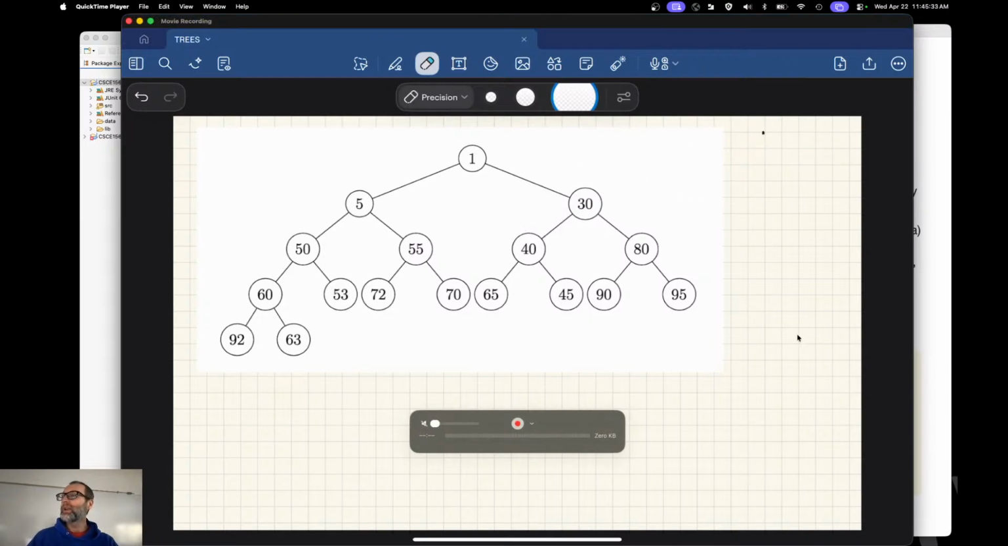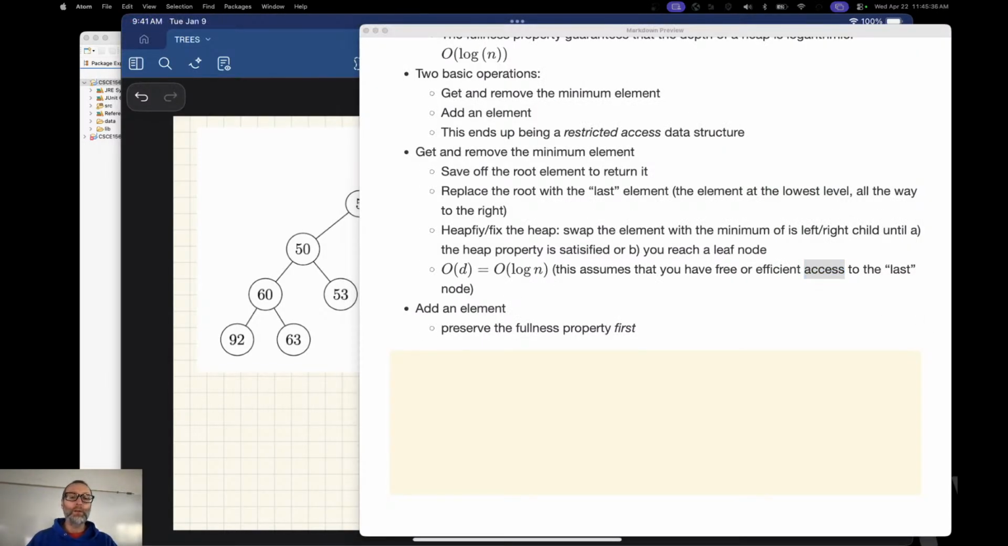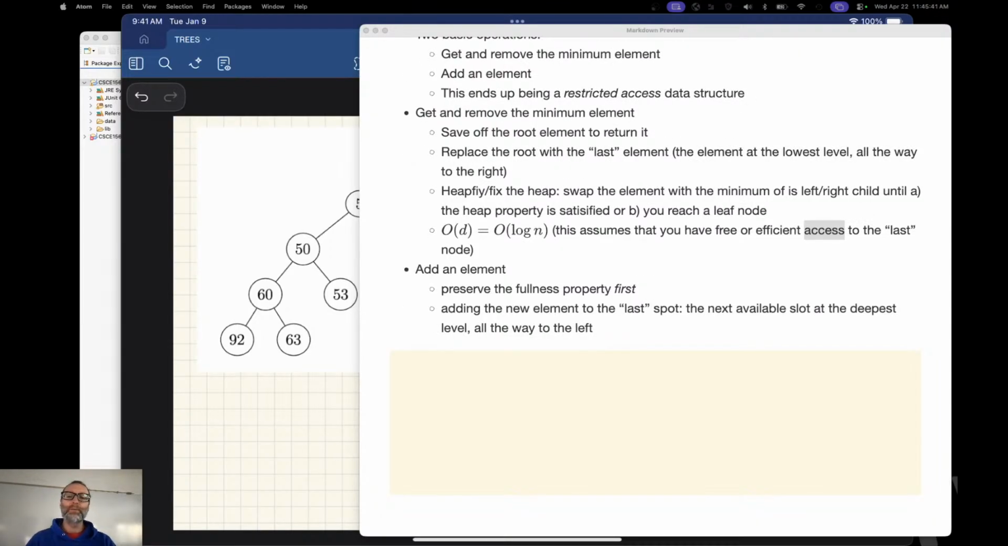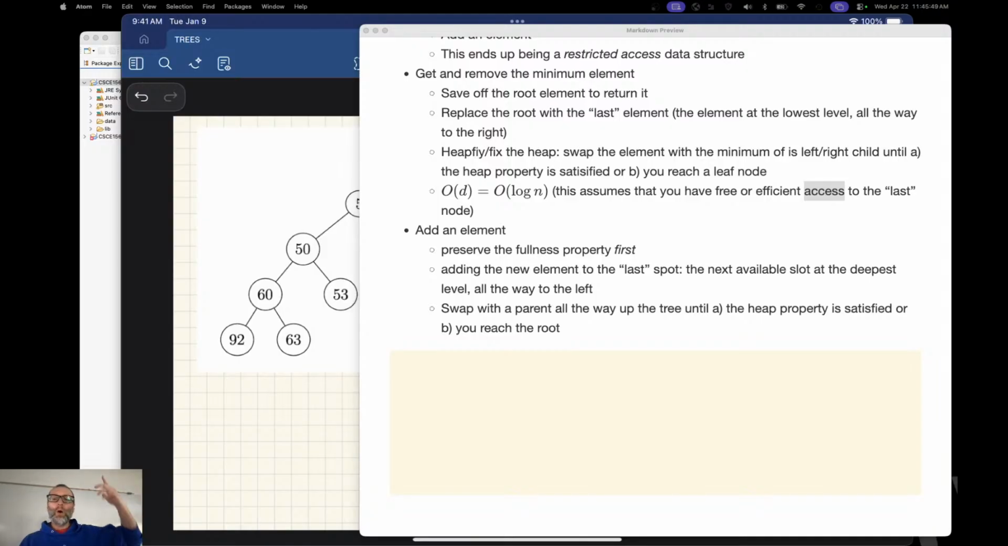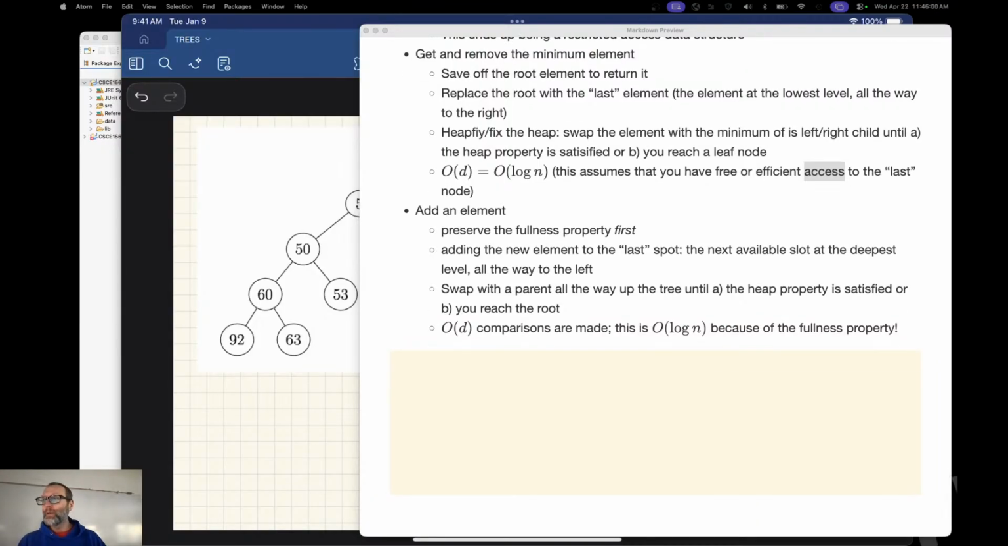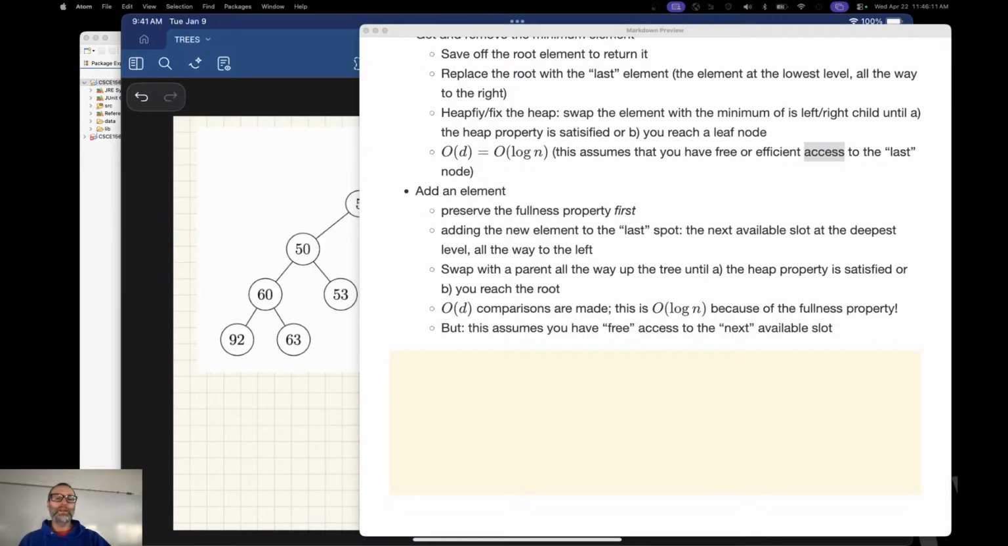So that's how we insert stuff. We can add stuff. And once again, it's going to be proportional to the depth. Again, assuming that we can have access to that last spot, the next available spot at the deepest level all the way to the left, we add it there. Then we heapify upwards. We swap with the parent all the way up the tree until the min heap property is satisfied, or in this case, we reach the root because we're now going upwards instead. Once again, it is proportional to the depth. And because of the fullness property, it's going to be order log n. Right? But again, this assumes that you have free access to the next available element.